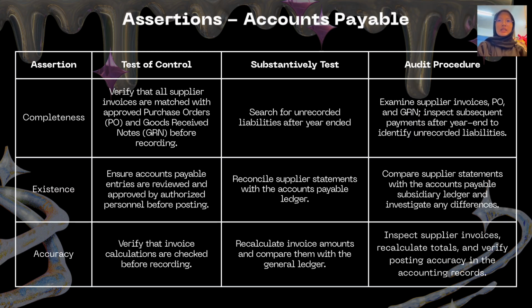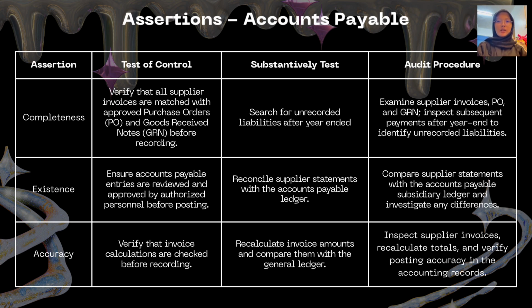Alright, next is accuracy. This assertion ensures that the recorded amount is mathematically correct. Even if a liability exists, it is still a problem if the amount is wrong. For the test of control, the auditor checks whether invoice calculations are reviewed before recording. These include checking quantities, unit price, discount, SST or tax, and the final total.